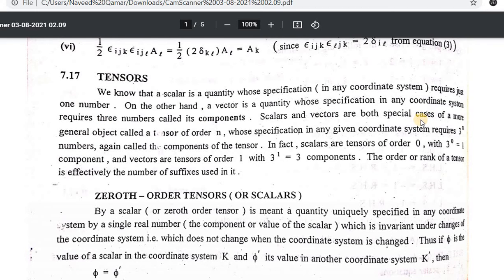Scalar and vector both are special cases of a more general object called a tensor of order n, whose specification in any given coordinate system requires 3 raised to the power n numbers, again called the components of the tensor. 3 raised to the power n shows the number of components of that tensor. For example, scalars are tensors of order 0, meaning n is equal to 0, so 3 raised to the power 0 will be equal to 1.